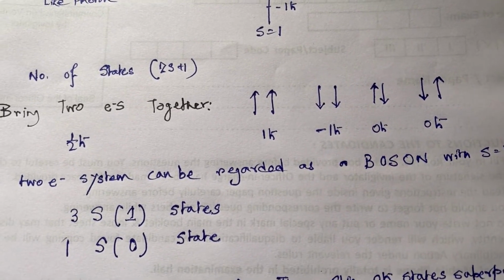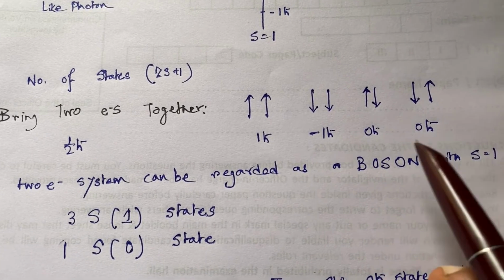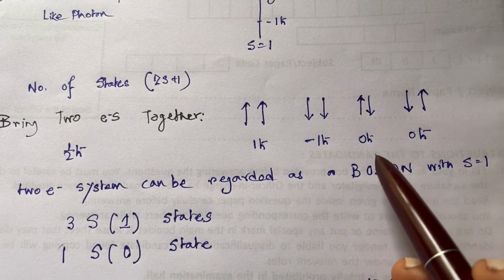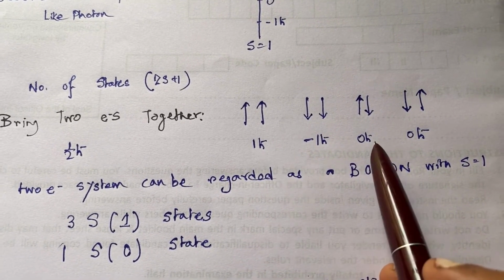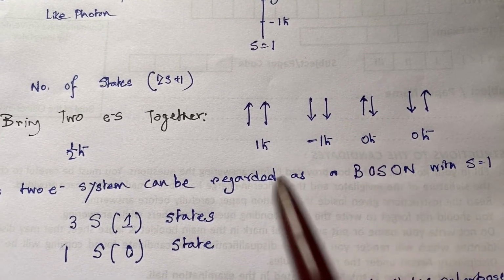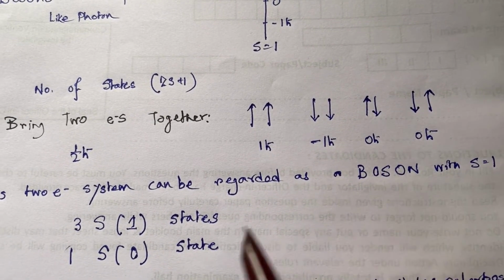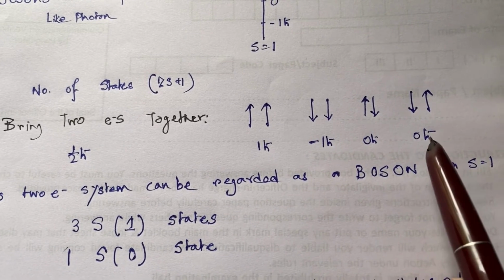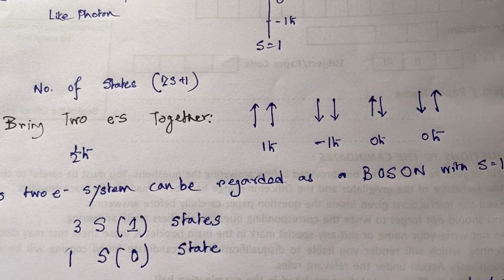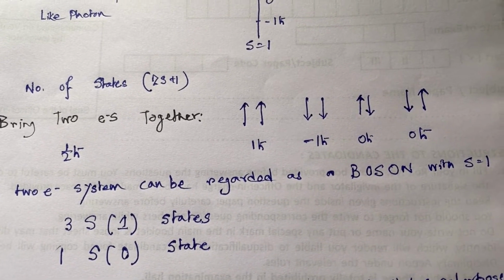Is it so simple that I consider these three states, these are clubbed together and they form these ³S₁ states, and the last remaining one gives me the ¹S₀ state? Nature is not that simple.